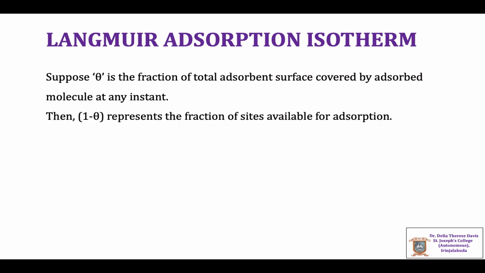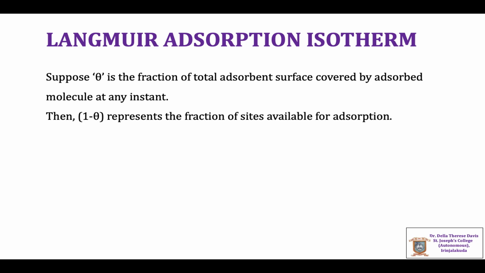Based on these assumptions, Langmuir deduced a relationship between the extent of adsorption and the pressure of the gas at constant temperature. This relationship is called Langmuir adsorption isotherm. So now let us see the derivation of Langmuir adsorption isotherm. Suppose theta is the fraction of total adsorbent surface covered by adsorbate molecules at any instant. Then the fraction of surface which is bare or vacant available for adsorption is given by 1 minus theta.